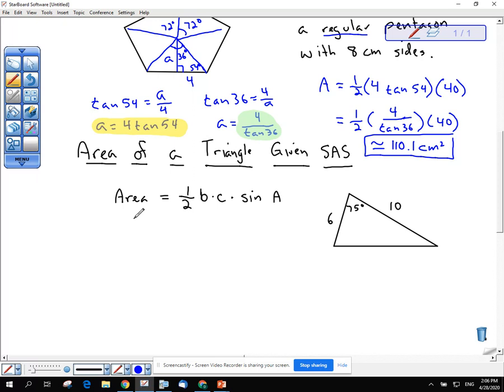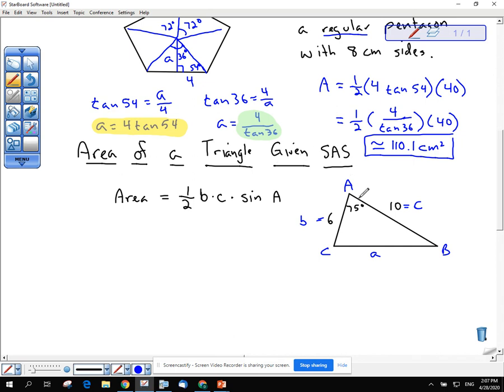Well, the simple area formula for a triangle, 1/2 base times height, doesn't work here. If I let 6 be the base, you don't have a length for the height. If I let 10 be the base, the height is not given. If this is the base, you don't even have that length. So here's a different way using trig, right? Here's the sine ratio, using trig to find the area of a triangle. And if I call this angle capital A, this would be lowercase a. And if I call these B and C, it doesn't matter which, 6 would be the lowercase b and 10 would be the lowercase c.